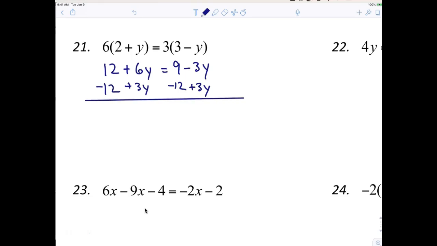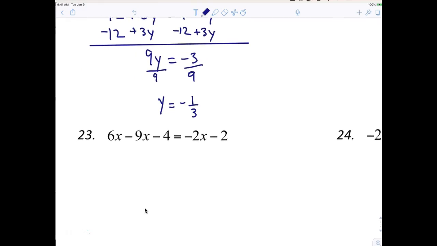So now I have 9y equals negative 3. Now here's the hard part. Most people say negative 3, but we're not going to do that. It's 9. That's exactly correct. So just 1 third. Now just be careful with the sign, right? Negative 1/3. Is everybody happy with that? Negative 1/3.